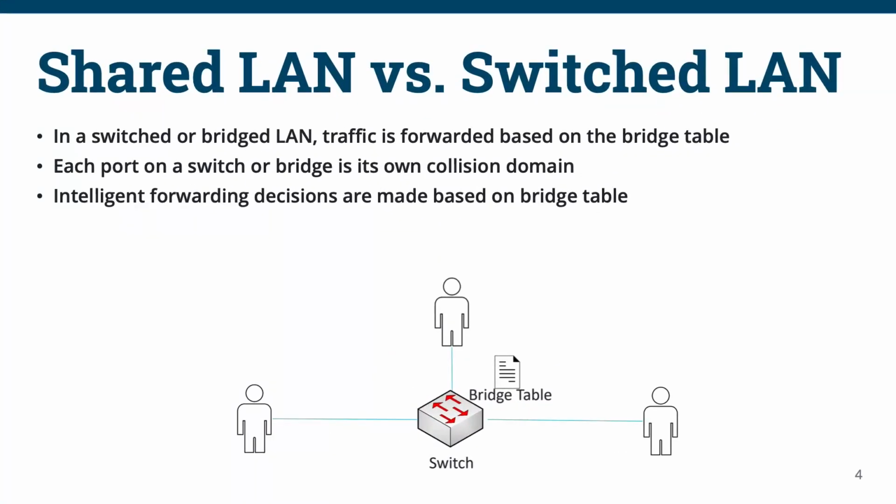As technology has advanced, network switches were developed which solved many Ethernet scaling problems, including those we identified with a shared LAN. A switched LAN forwards data to its destination intelligently by using a bridging table. This table includes a list of MAC addresses and what ports they can be reached on. This helps ensure the data is only received by its intended recipient.